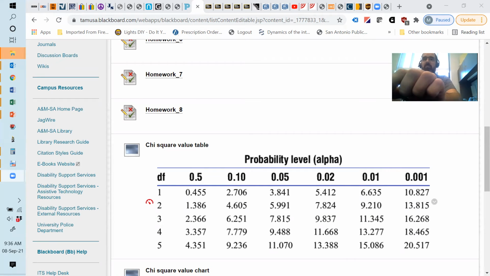Now, if it's lower than that value, that chi-square value in the 0.05 column, then that tells you that your result is not significant and occurred by chance. And essentially that means your hypothesis was supported.